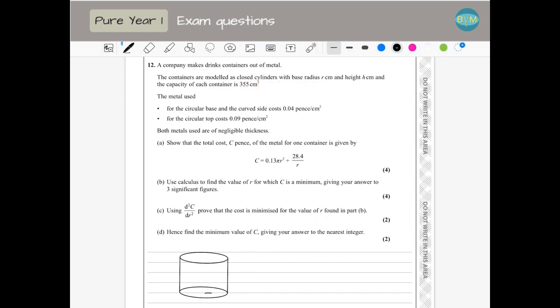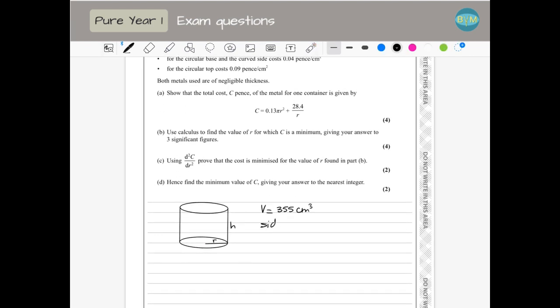So I already drew the cylinder. The base is radius r and the height is 8 centimeters. And the capacity of the container, so the volume, is going to be 355 centimeters cubed. The metal used for the circular base and the curved side costs 0.09 pence per centimeter squared, and for the circular top 0.04. So the side and the bottom has a price.